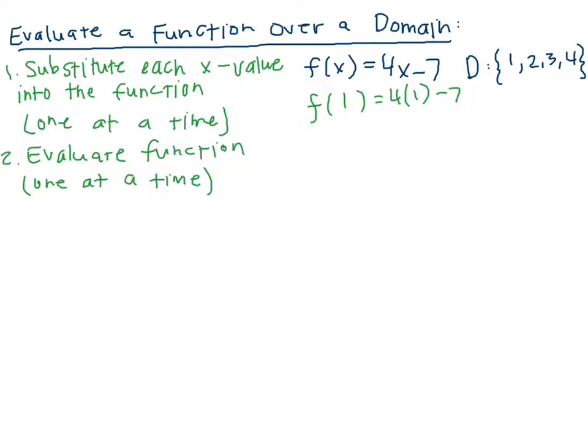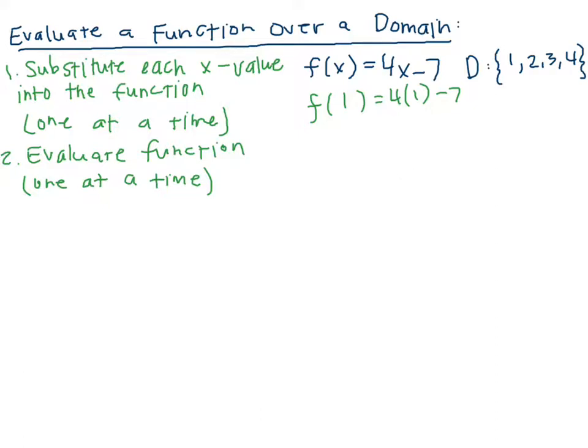A place where a lot of people mess up is that they think that this f of 1 is f times 1. And they're very tempted to go in here and divide by 1 and cross out 1. But that is not correct. Remember that this f of 1 is pretty much just like y. So if this said y equals 4 times 1 minus 7, we would just do 4 times 1 is 4, 4 minus 7 is negative 3. You do the same thing.